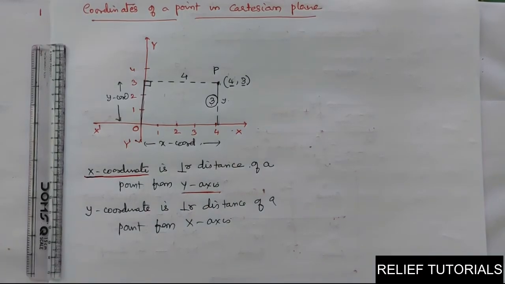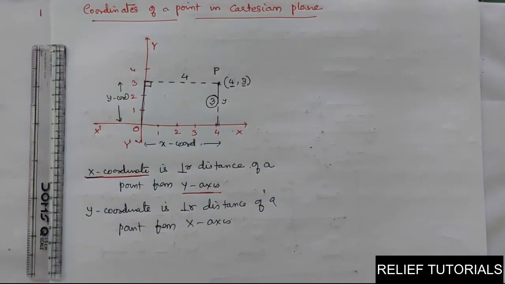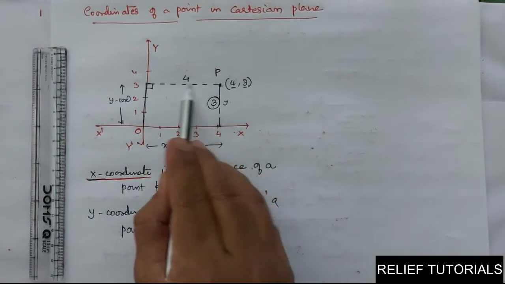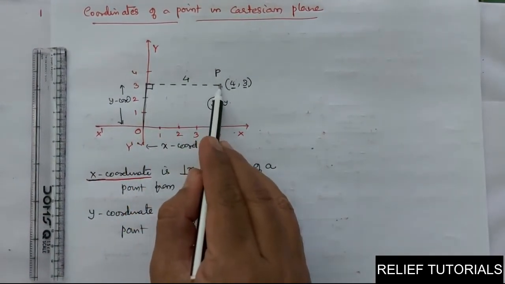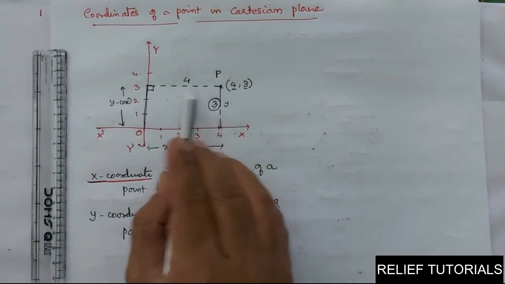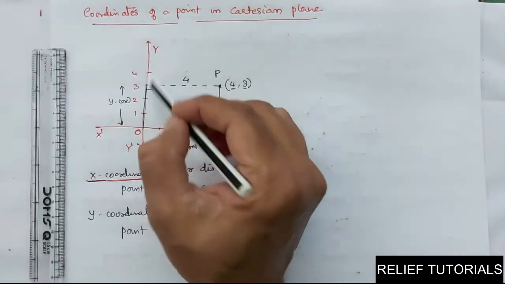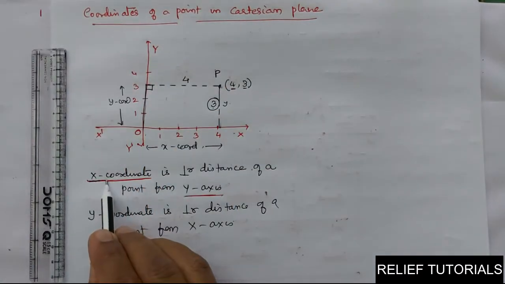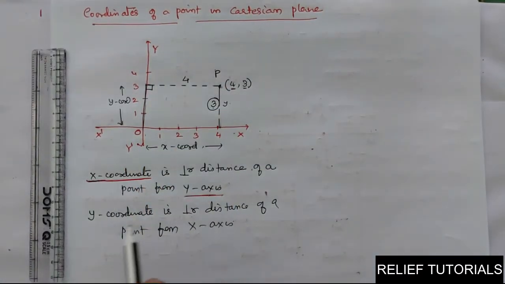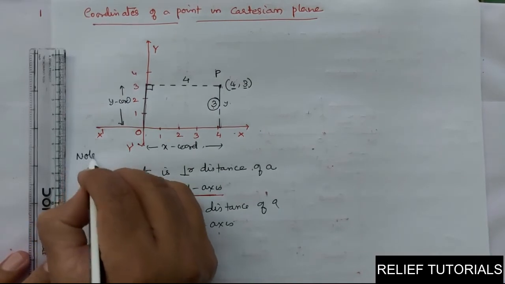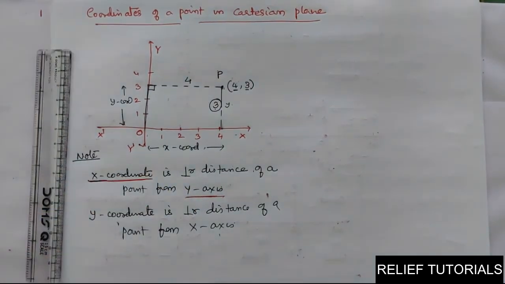Have you got it or not? So you have to say it the opposite way. If I ask what the x coordinate is, you have to say that the x coordinate is the perpendicular distance of this point P from the y-axis, this is 4 units. So the x coordinate is the perpendicular distance from the y-axis and the y coordinate is the perpendicular distance from the x-axis. Have you got it? This is a very important note. So what are coordinates? You should be quite clear.